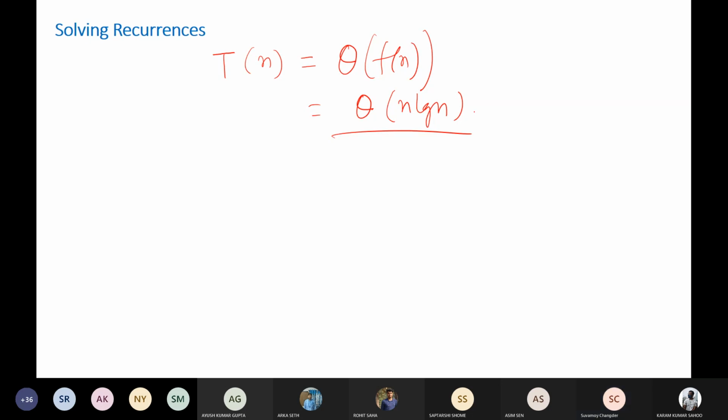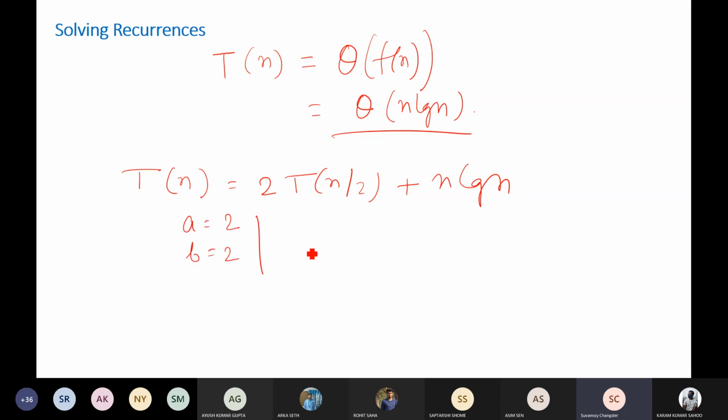Okay. So these are the examples of the 3 cases of the master theorem. So let us consider another example, similar to our previous one, T(n) equals 2T(n by 2), but instead of n, we are considering n log n. So let us check what will be the solution by applying master method. So here a equals 2 and b equals 2. So n to the power log a base b is equal to n.